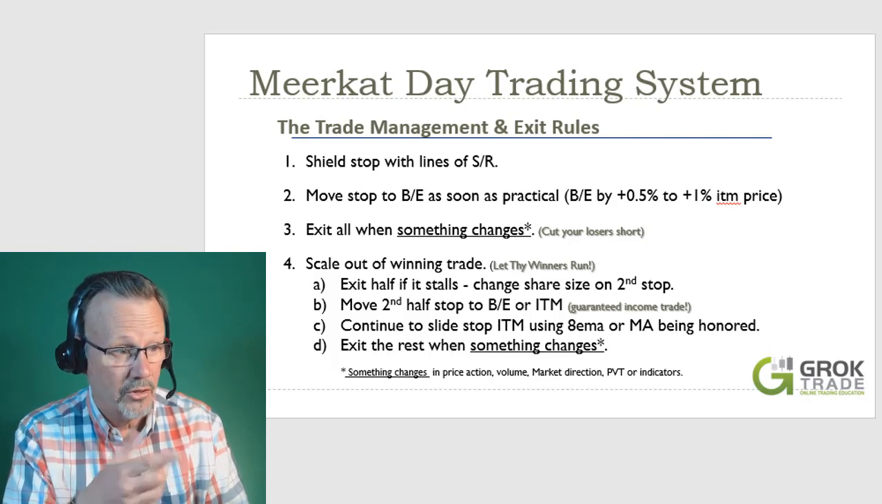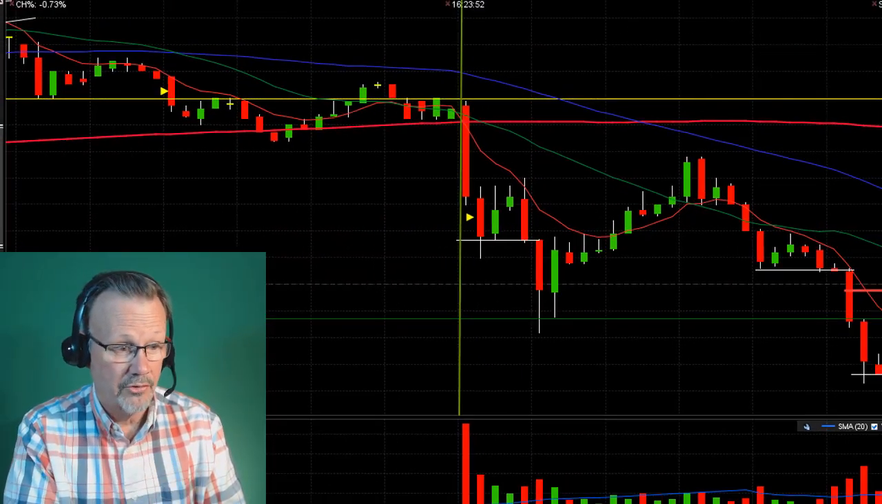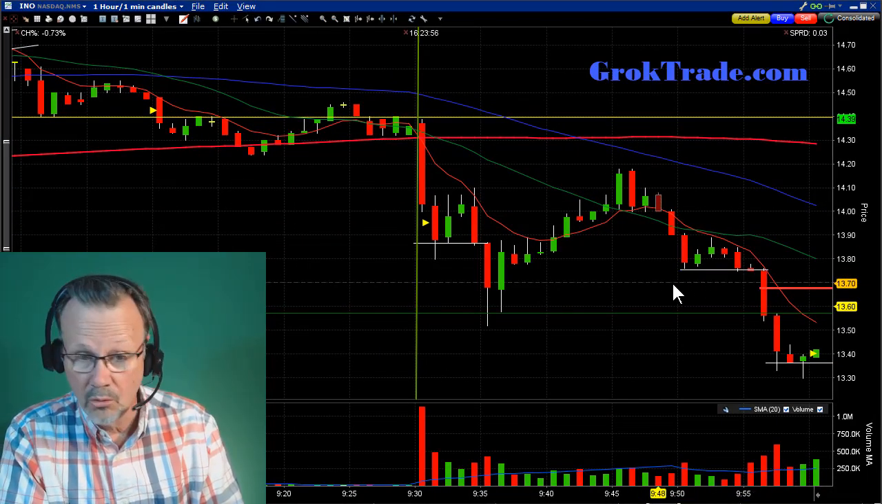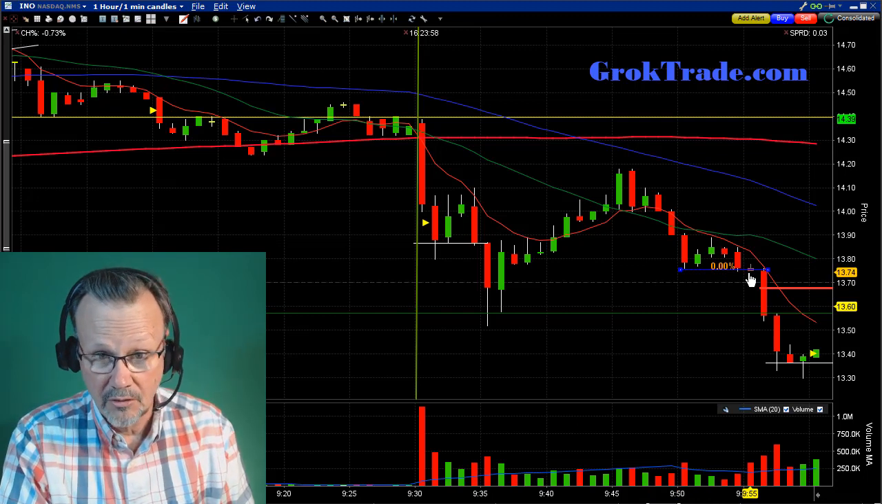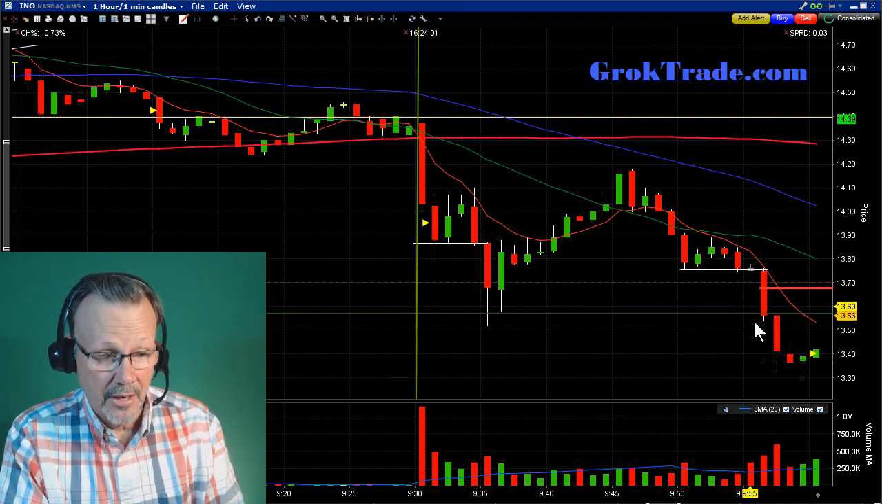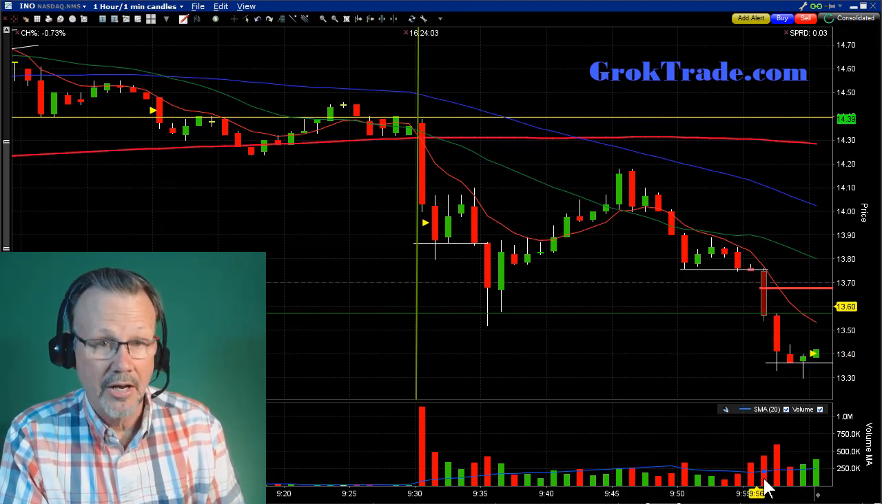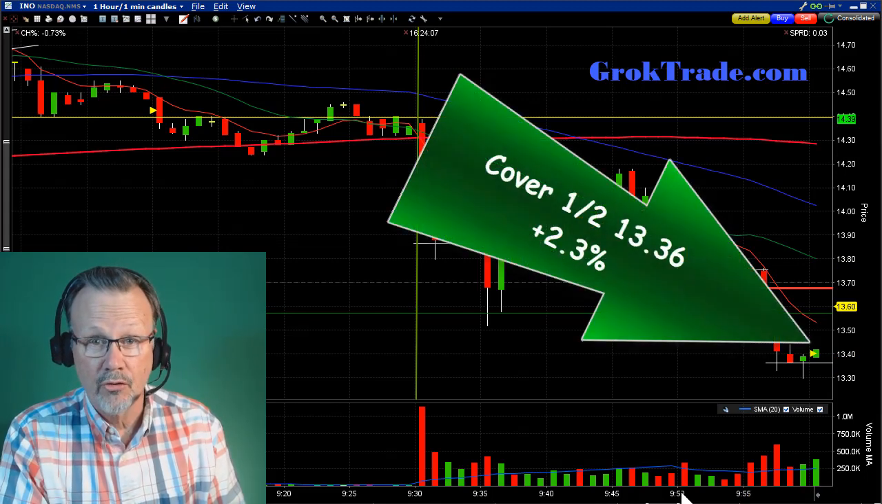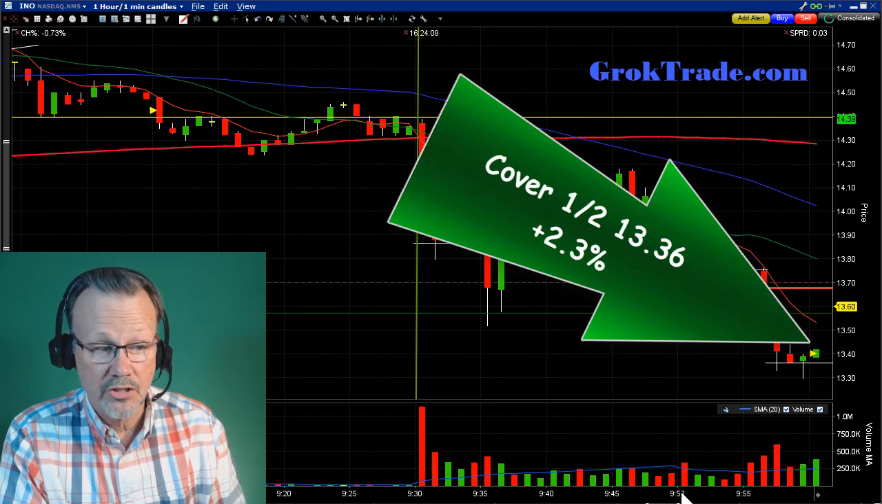Those are my exact rules, cut and pasted out of my trading plan. So here's how I did that. Remember I said I had this stop up here because I wanted to shield it with the closing line and this prior line of support. And now it's down here, and I'm going to take out half here at $13.36 for 2.3% on the first half.